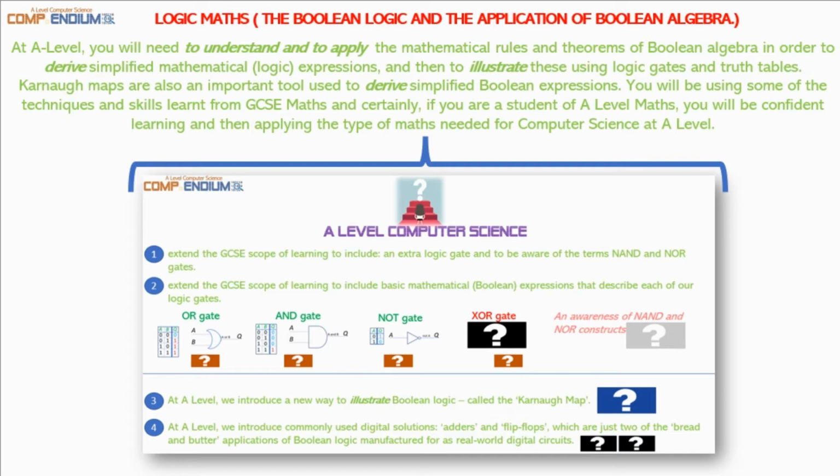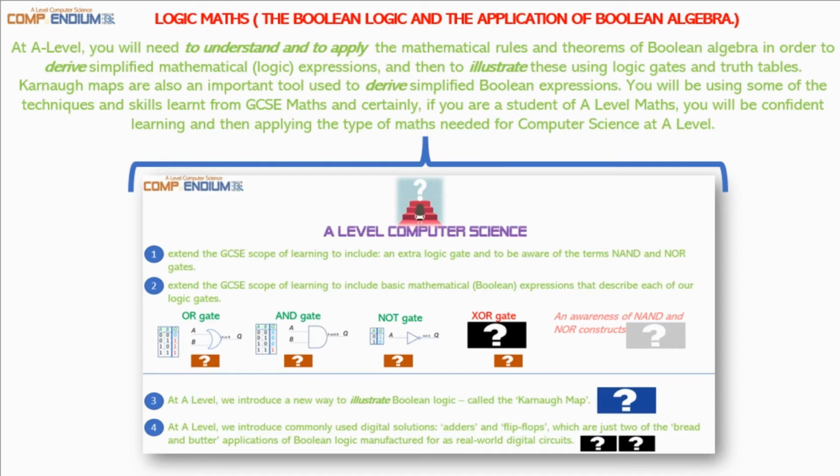So at A-level you will need to understand and to apply the mathematical rules and theorems of Boolean algebra in order to derive simplified mathematical expressions, and then you'll need to illustrate those mathematical expressions using logic gates and truth tables. You'll also need to do the same thing in reverse as well. Karnaugh maps, which I mentioned in one of the earlier slides, are also a very important tool used to derive simplified Boolean expressions. You will be using some of the techniques and skills learnt from GCSE maths, and certainly if you are a student of A-level maths you will be confident learning and then applying the type of maths needed for computer science at A-level.